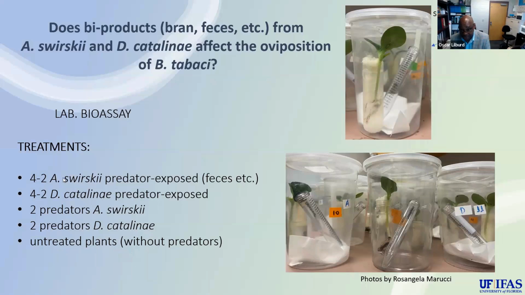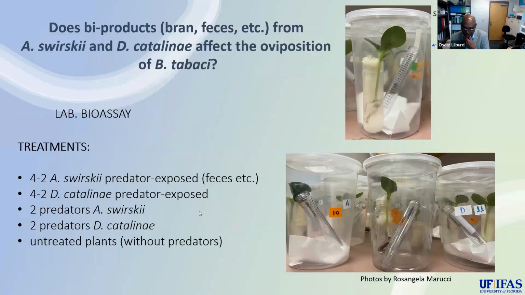Again, before we actually start the experiment, the reason why we have 4 and 2 is because we started the experiment with 4. And then after 24 hours, we took 2 out, so we were left with 2. The same thing for swirskii, the same thing with catilina. So we had 2 swirskii and 2 catilina after 24 hours because we removed the first 2.